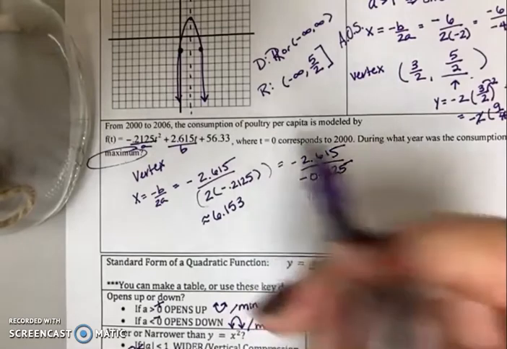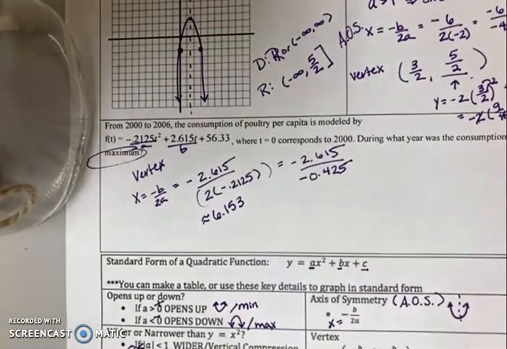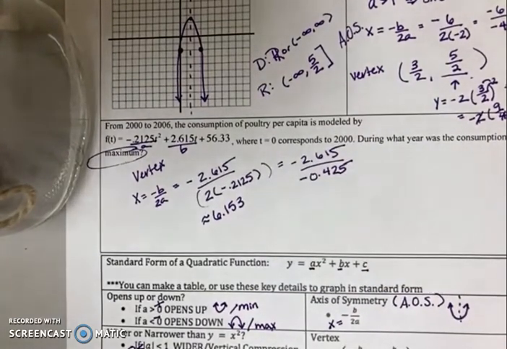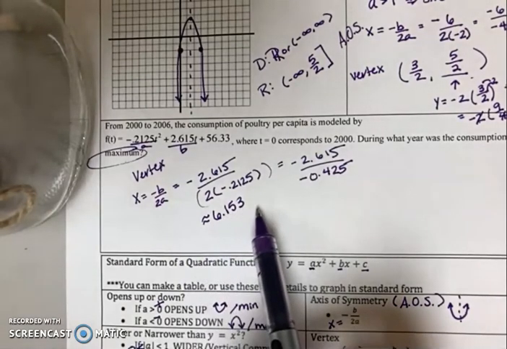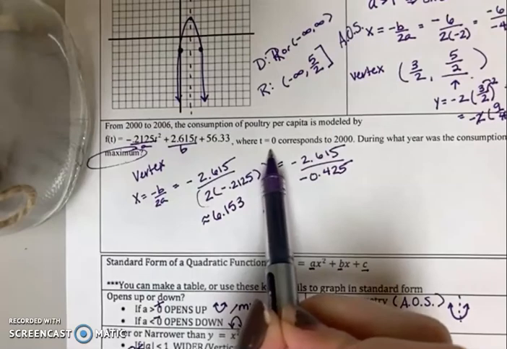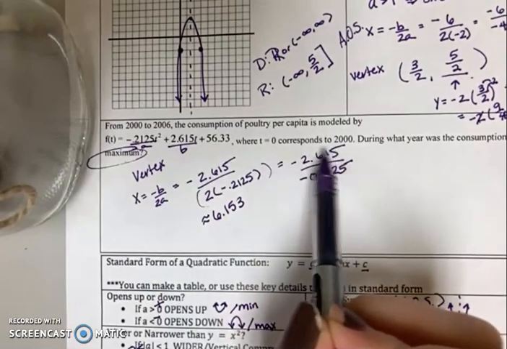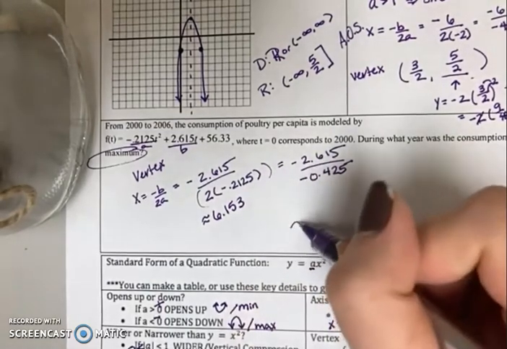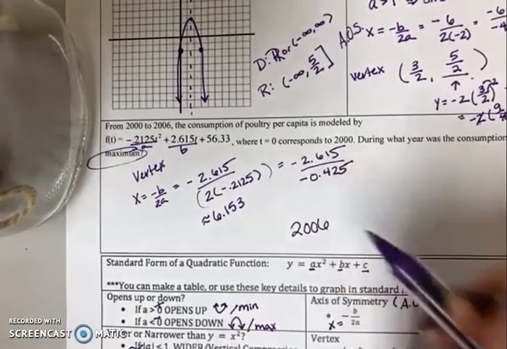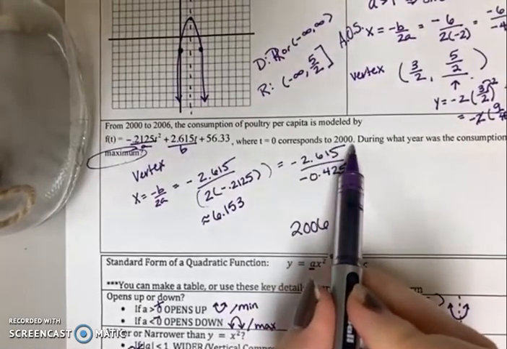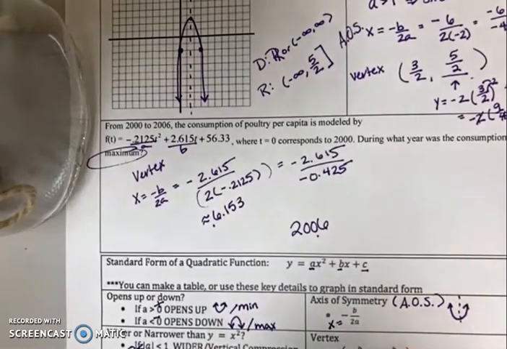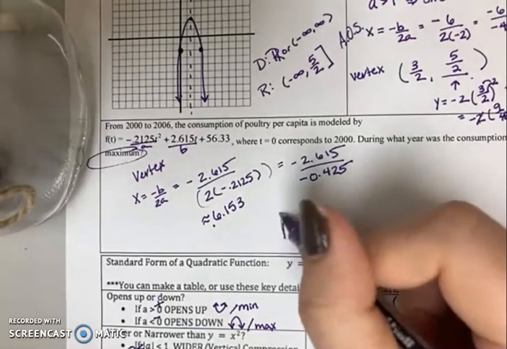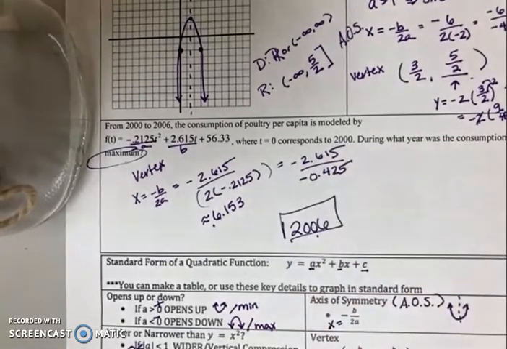Okay. Anyways, x is actually going to represent our years. So if my answer is approximately 6.153, where t was representing the year 2000 when it was 0, that means 2000 plus 6, in the year 2006, is when it reached its maximum. So that's my answer, the year 2006.